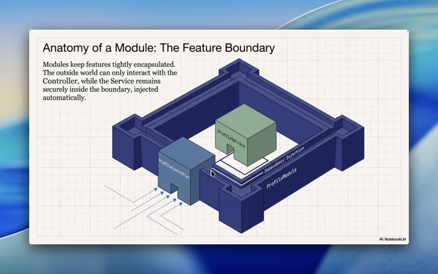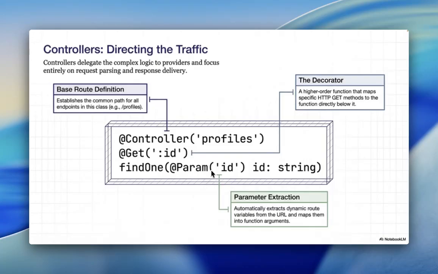Anatomy of a module, the feature boundary. The controller, directing the traffic. Controllers delegate the complex logic to providers and focus entirely on requesting, parsing and response delivery. Base route definition establishes the common path for all endpoints in the class. Example: @Controller('profile'). The @Get decorator, a higher-order function, maps specific HTTP GET methods to the function. Directly below it, add @Get(':id'), find by ID.